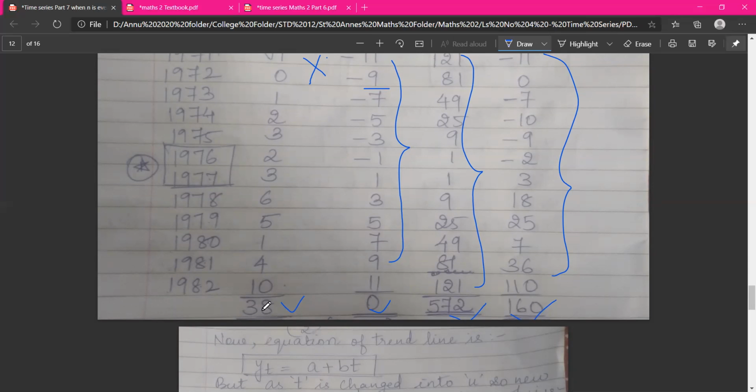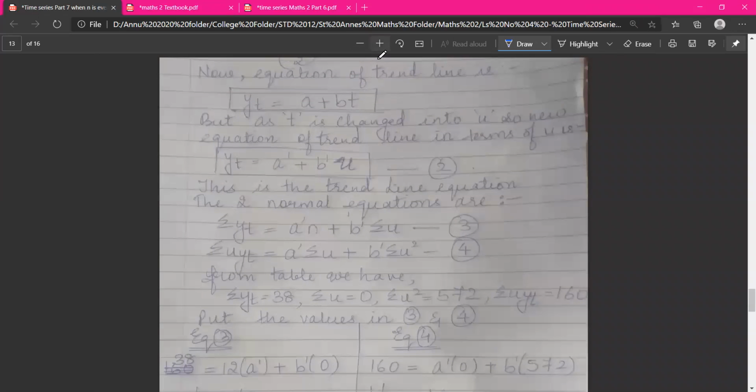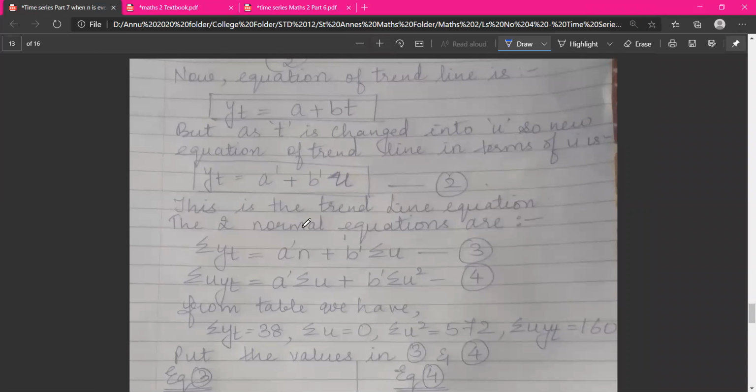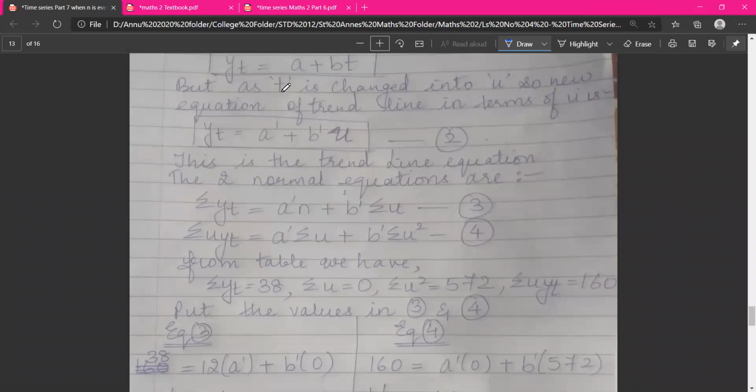So I get the total as 38, 0, 572, and 160. So once you're done with this, the entire thing remains the same. The equation of your trend line becomes yt is equal to a plus b into t. But we have changed t in terms of u. So the trend line equation in terms of u will become yt is equal to a dash plus b dash into u. This is your main trend line equation. So you will name it as point number 2.